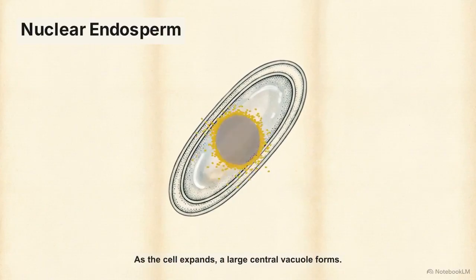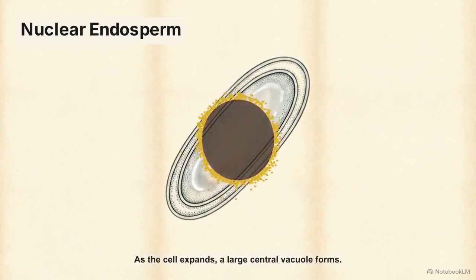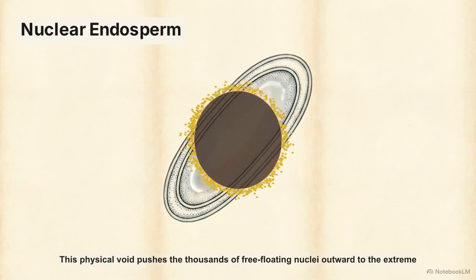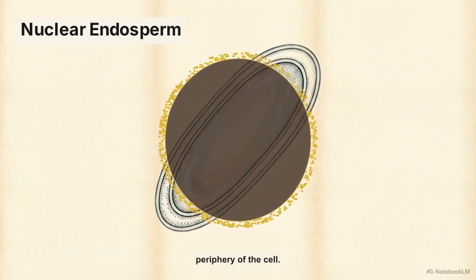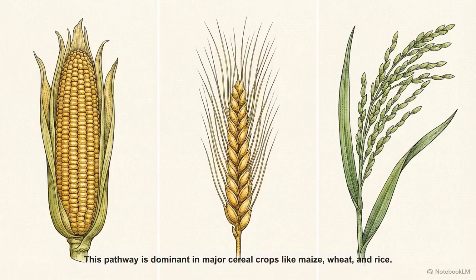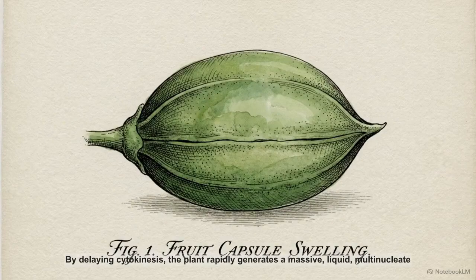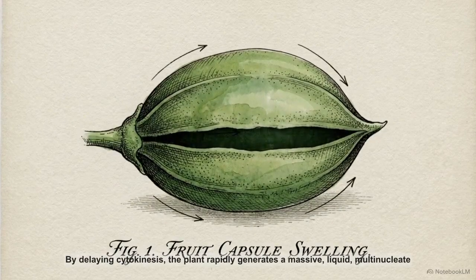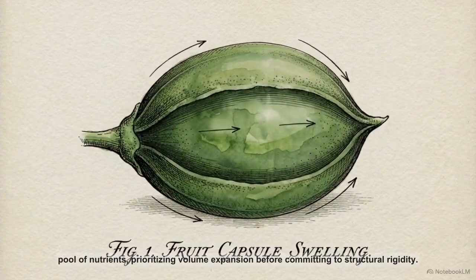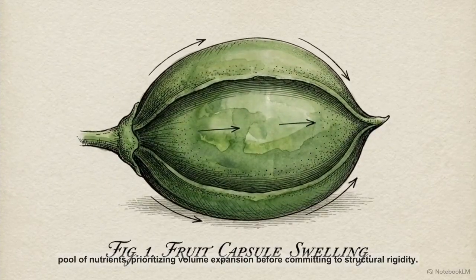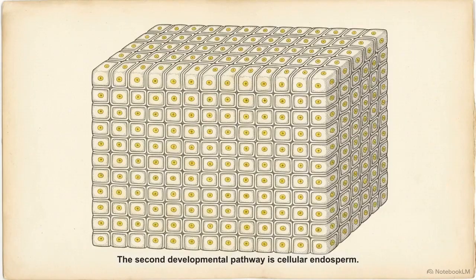As the cell expands, a large central vacuole forms. This physical void pushes the thousands of free-floating nuclei outward to the extreme periphery of the cell. This pathway is dominant in major cereal crops like maize, wheat, and rice. By delaying cytokinesis, the plant rapidly generates a massive, liquid, multinucleate pool of nutrients, prioritizing volume expansion before committing to structural rigidity. The second developmental pathway is cellular endosperm.